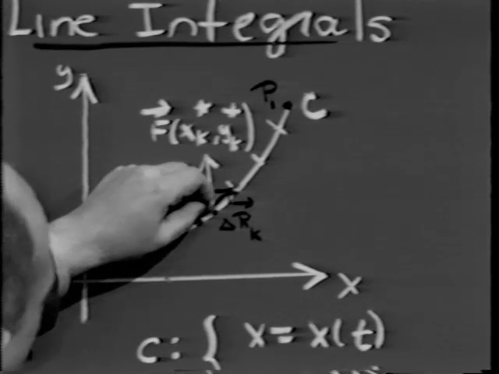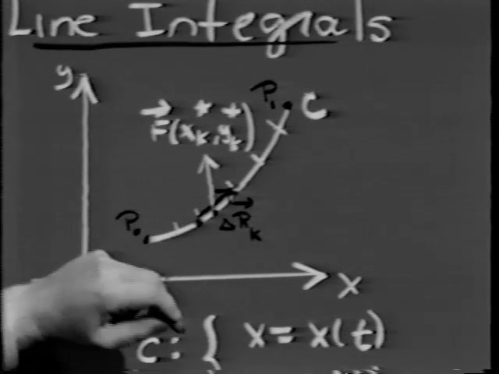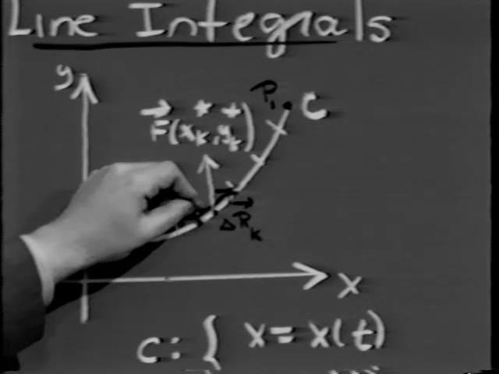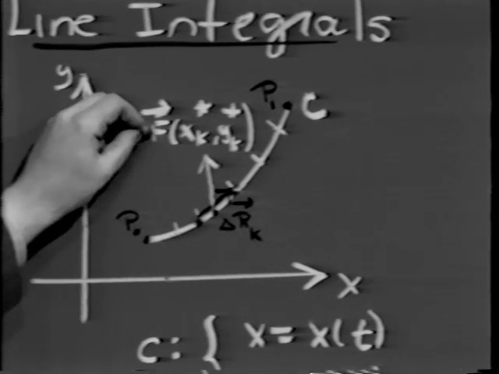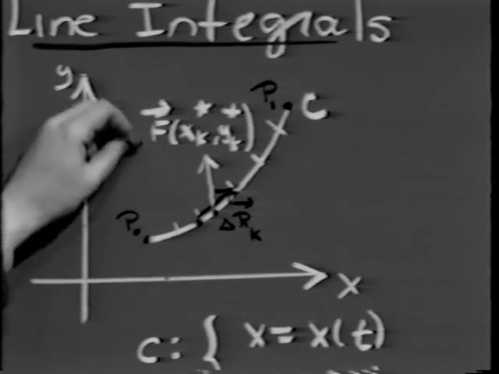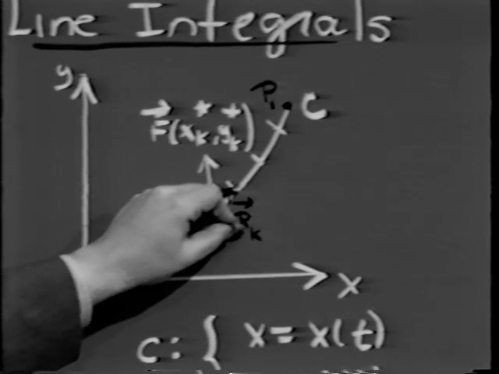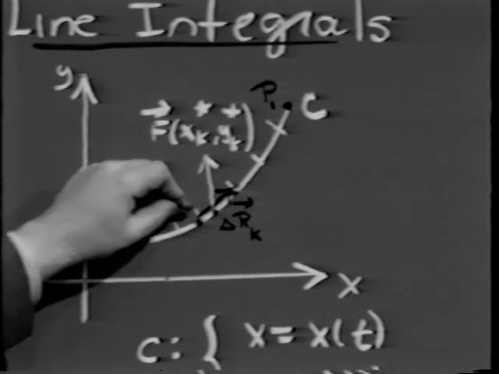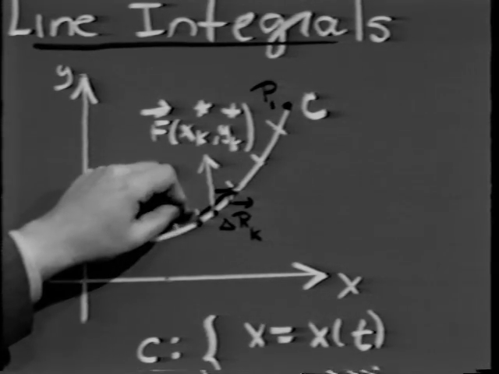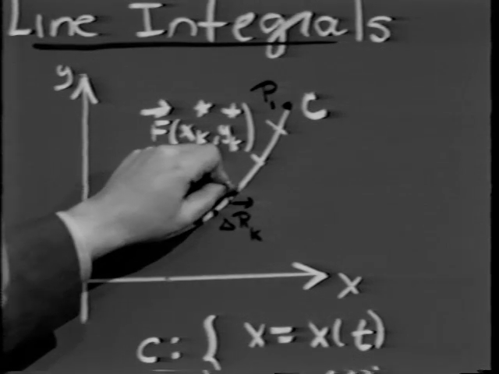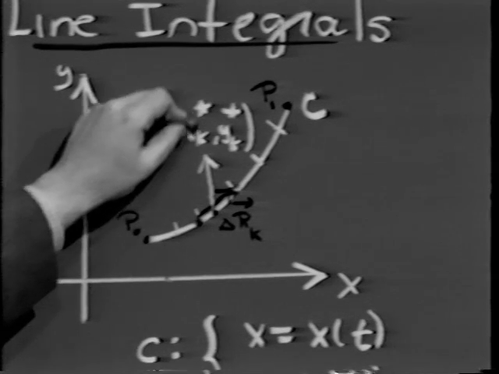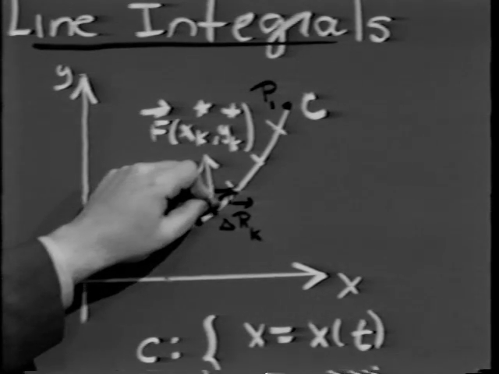We pick a point on the curve in this interval and compute the F. After all, we know the force as a function of x and y, but we compute that force for that fixed point. We then dot that force with this displacement, and that is what? That's the work that's done if the particle had moved along the straight line connecting these two points under the constant force F of x sub k star comma y sub k star.